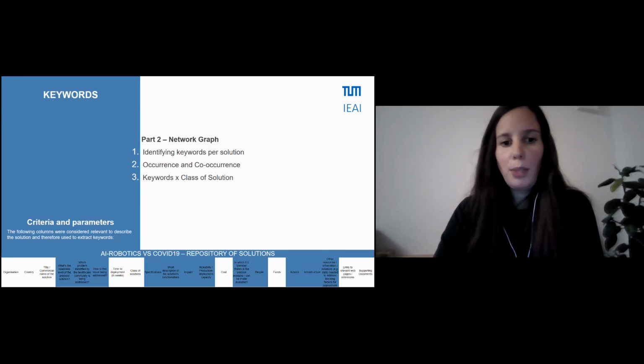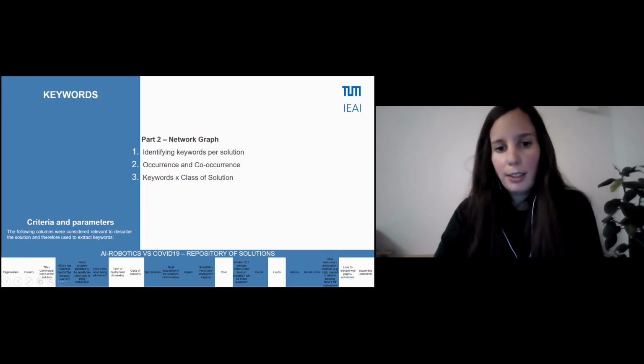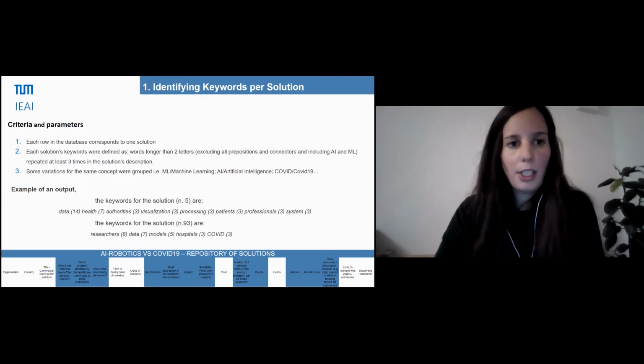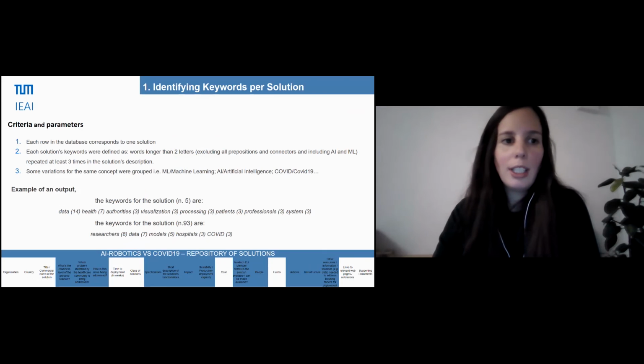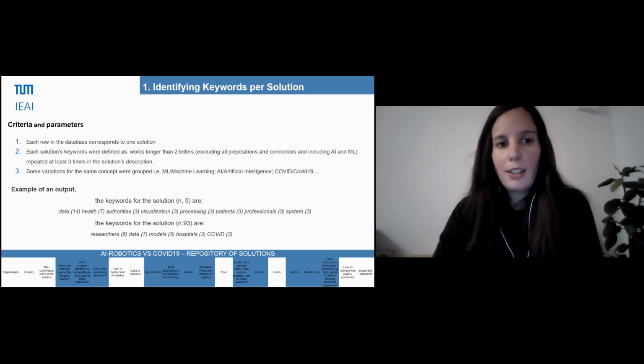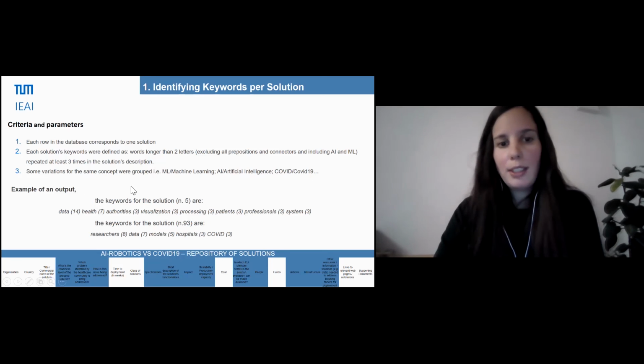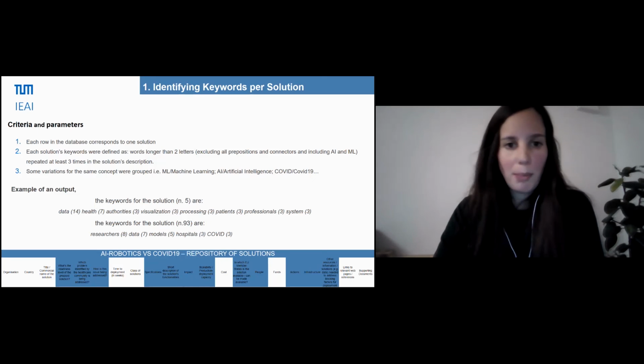So to describe the solutions, we considered the fields that are here highlighted and used this text to retrieve the text associated with these fields to retrieve the keywords according to these parameters. So each row in the database corresponds to one solution, and to be considered a keyword, the word had to be repeated at least 3 times within a solution and be longer than 2 letters, so excluding all prepositions, connectors, and so on. So doing this filtering. And we also did some grouping process in order to cover some abbreviations that are in the end just definitions of the same concept.